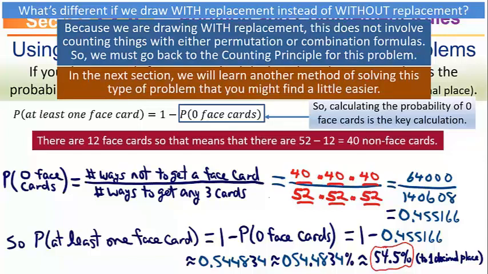Now in the next section, we'll learn another method of solving this type of problem that you might find a little easier, but for now, this will get you there. Now how about a problem like this? I'm trying to give you variations of problems that on the surface sound very similar, but may have a different technique of solving them because other techniques that you've been using don't apply.